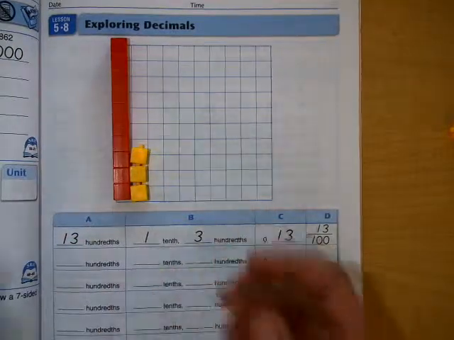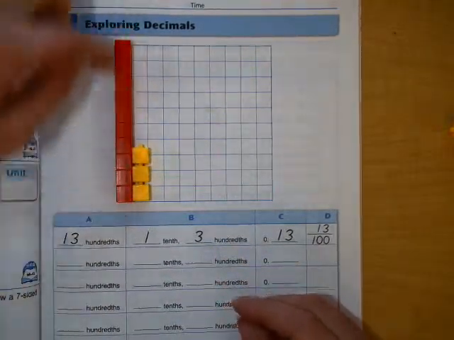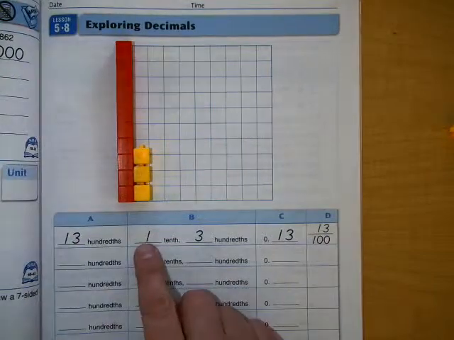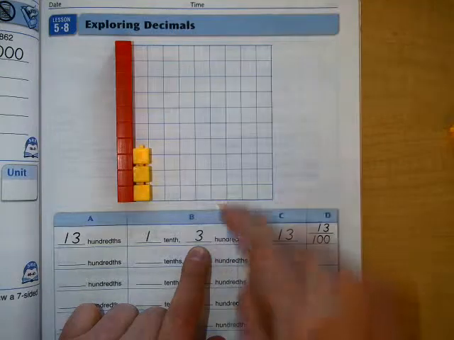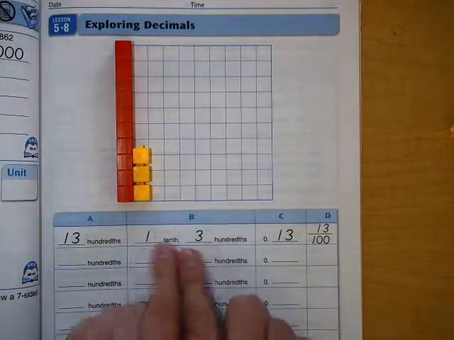Well, 13 hundredths is how many tenths? So how many orange ones? How many lines does that make? Just 1. And how many hundredths does that leave left over? 1, 2, 3. 3.